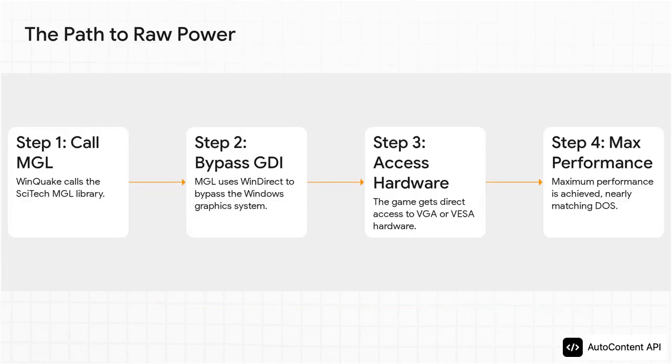So let's trace the path here. It's brilliant. WinQuake makes a call to the MGL library. MGL then uses its secret weapon, WinDirect, to completely sidestep the normal Windows graphics system. This gives the game raw, direct access to the video hardware. And boom, that's how you achieve that incredible near-DOS level of performance.